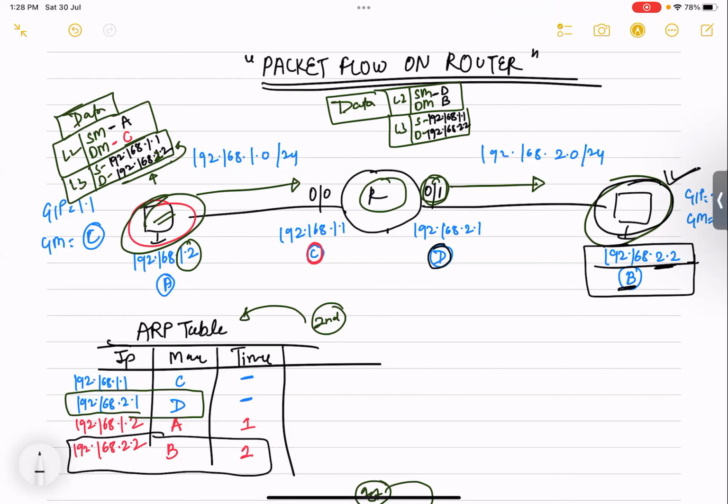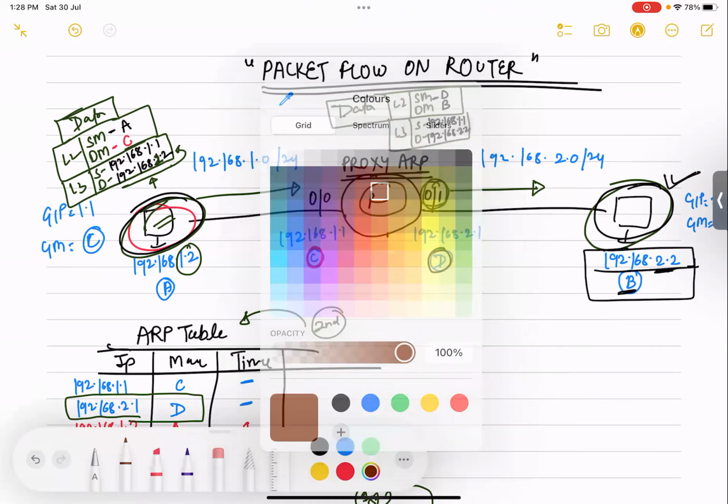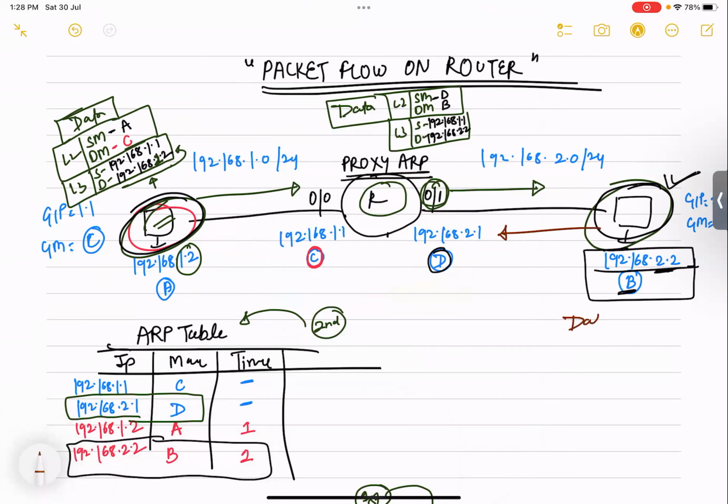But whenever the user forwards the data, the source MAC is A, and whenever the router forwards the data, the source MAC is D. So whenever traffic goes to another network through the router, the router does every time which concept? Proxy ARP means that on layer 2 the router changes the source MAC address. Okay. Clear? Now, whenever this user tries to send back the reply message, this user says I'm generating data, and inside the data I will put layer 2: source MAC, destination MAC.